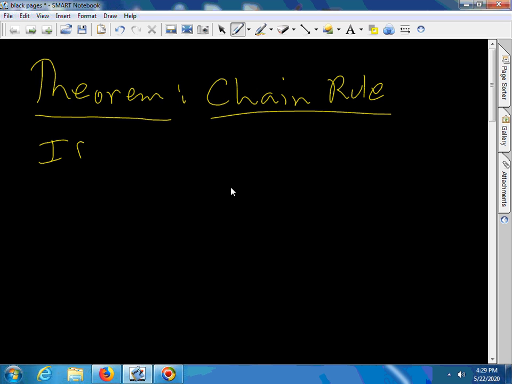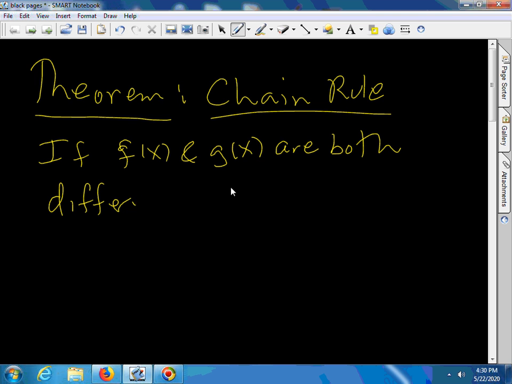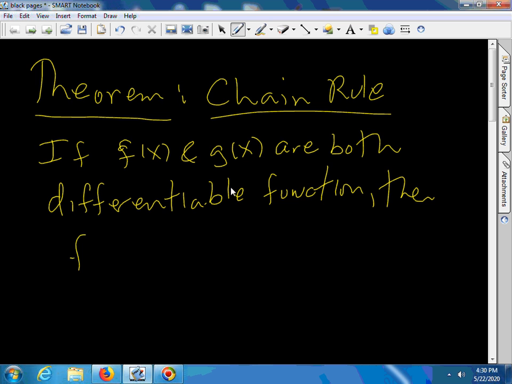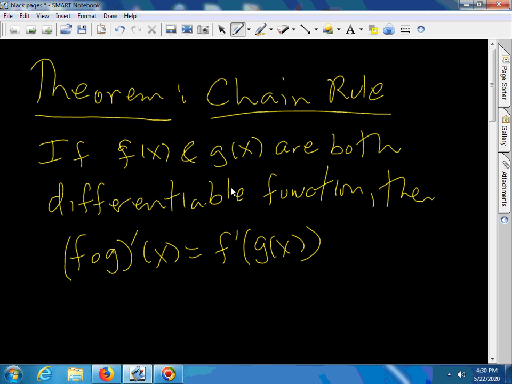It says if f of x and g of x are both differentiable functions, then the derivative of phi of x is the derivative of f evaluated at g of x times the derivative of g of x.